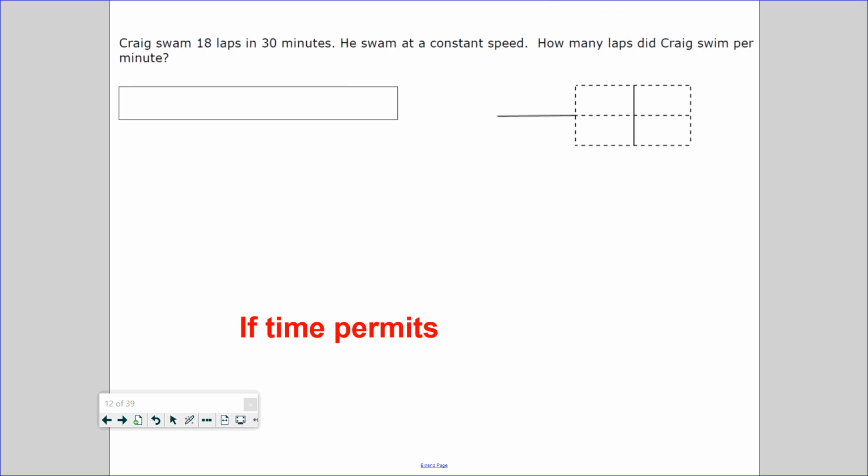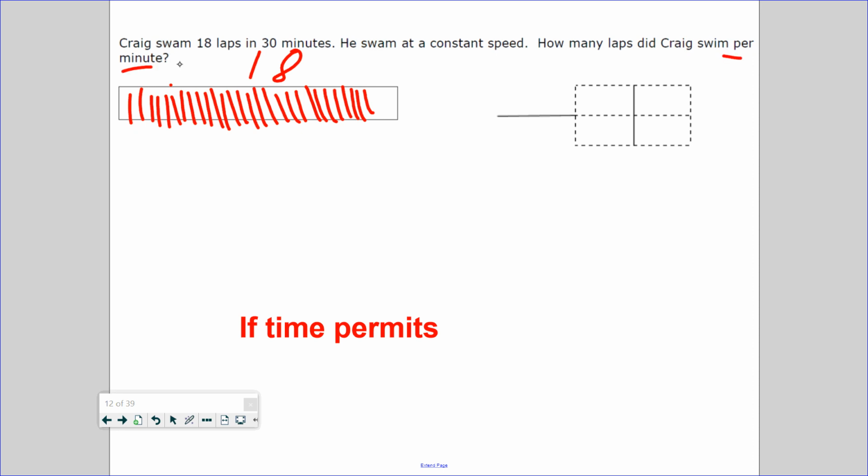And then I would like you to try this one. So Craig swam 18 laps in 30 minutes. Actually, you're going to break this down into 30 sections. So how many laps did he swim per minute? That means he can't swim an entire lap each minute, so we know our answer has to be less. So you could do 18 divided by 30.